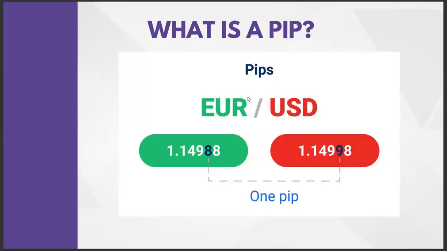For instance, now this is Euro USD. If the price of Euro USD is 1.14988, and the next minute it moves to 1.1499, it means that the price has moved by 1 pip. Price has gone up by 1 pip. That's the meaning of pip.